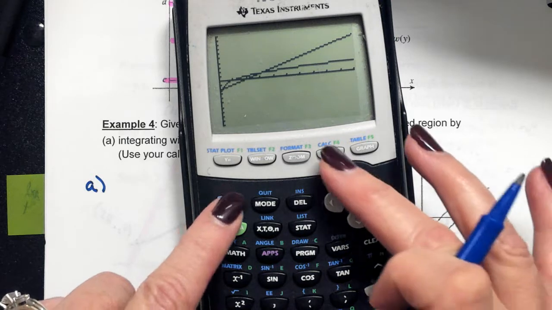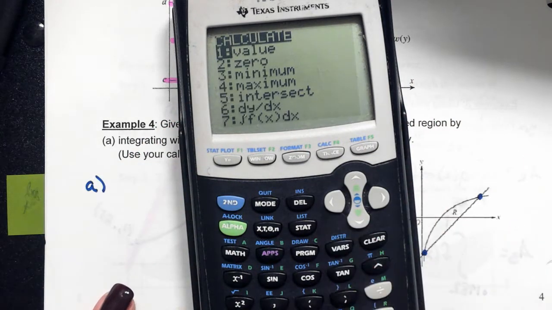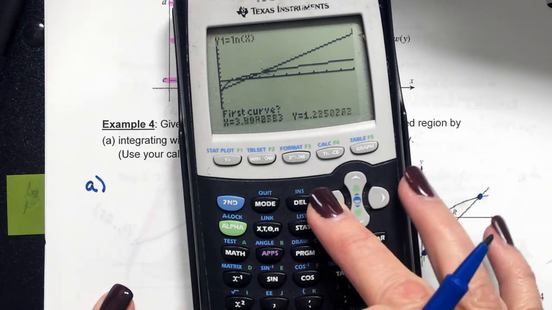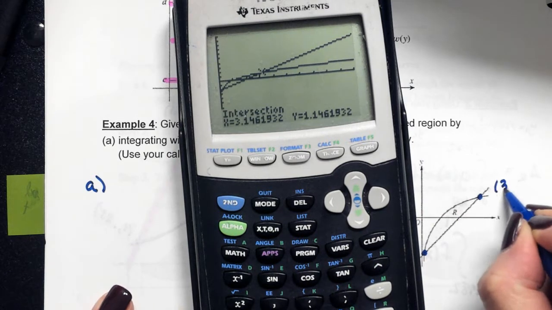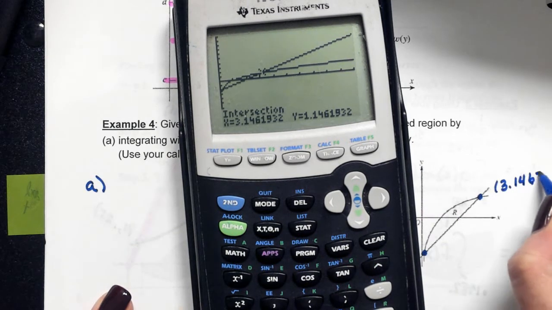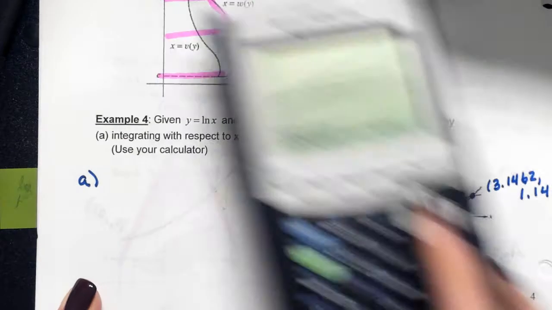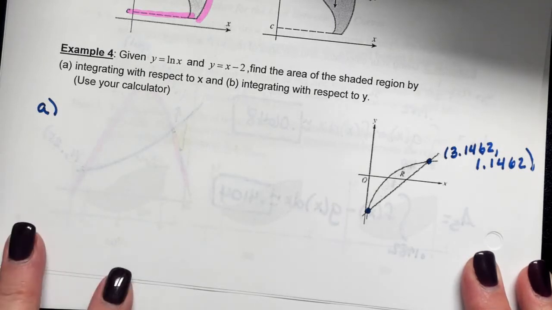So I'm going to go ahead and find my points of intersection. I've got 2 points of intersection to find. It doesn't matter which one you find first. This one is 3.1462, and then the y value is 1.1462. You want to take these out at least 4 decimal places because you are going to be using these as your bounds, to get much better accuracy for the area.